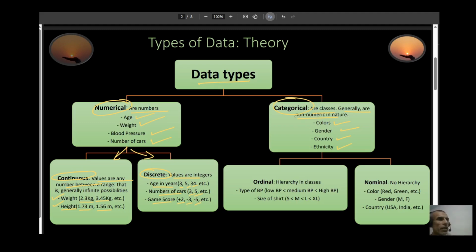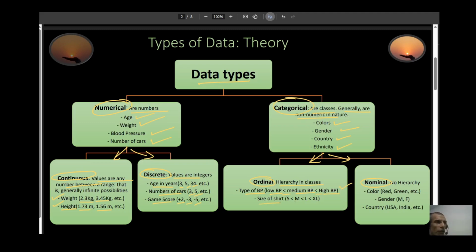Now, let's come to the categorical. Categoricals are again basically two types: ordinal and nominal. Your ordinal classes essentially have a hierarchy. So, for example, type of blood pressure. You can have low blood pressure, medium blood pressure, and high blood pressure. And you can say the low blood pressure is smaller than medium blood pressure, which is smaller than high blood pressure. You see, you can put a hierarchy over here.